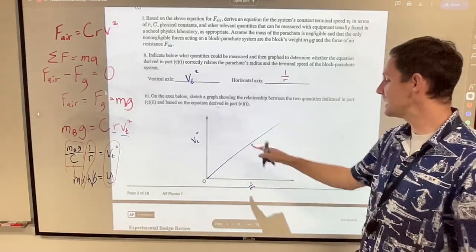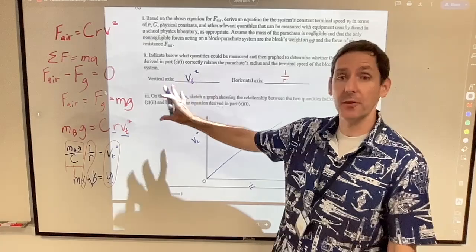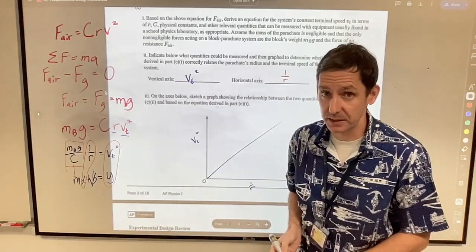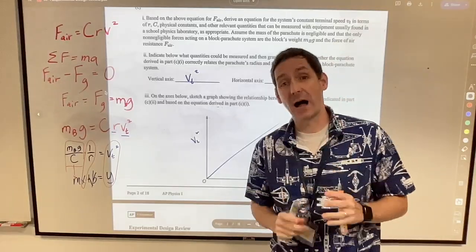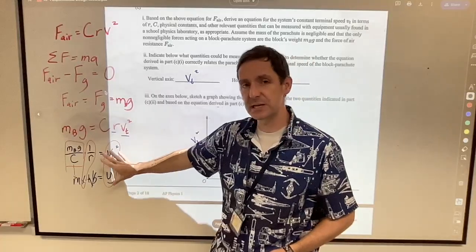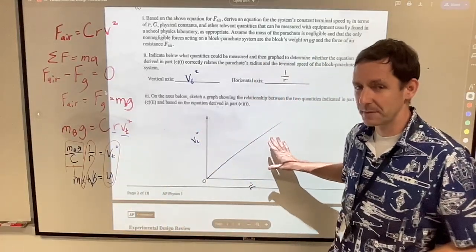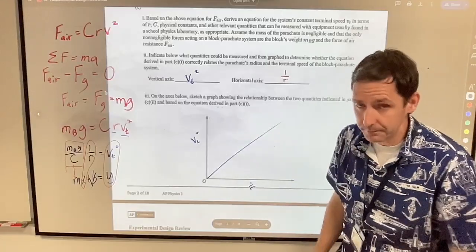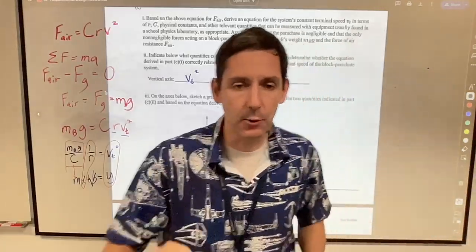Now, if you didn't do this, if you put some other form of v or r on there, you're going to have to figure out what the mathematical relationship is. So this is why I recommend, even if it doesn't say linear, if you will follow this procedure, you'll get a linear graph. Now, most of the time, they are going to ask for a linear graph, and so you're going to need to do it anyway. All right? But here we go.